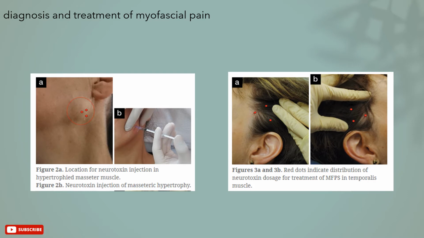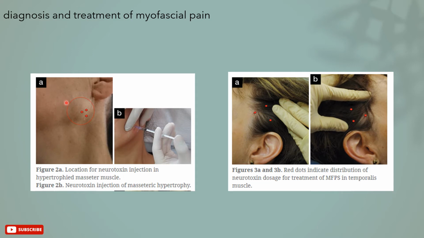To diagnose and temporarily treat the myofascial pain that results from the muscles, some neurotoxins like Botox can be used to distinguish between the dental pain and the muscular pain, just like the use of the dental anesthesia. But it is not a permanent treatment.